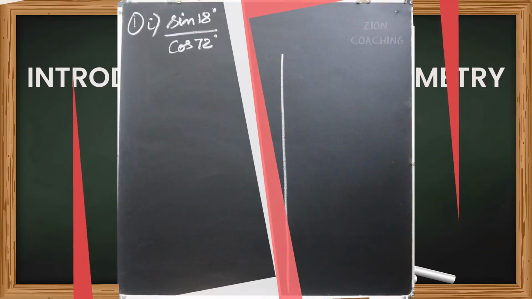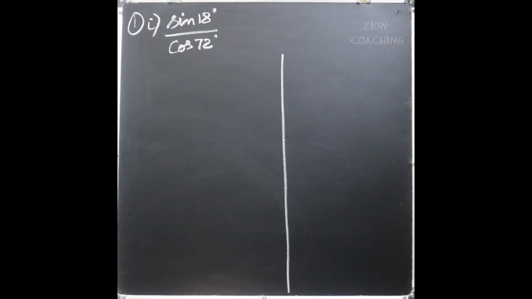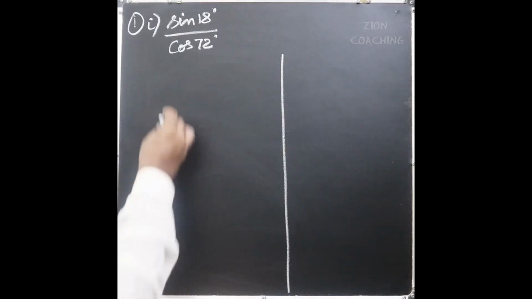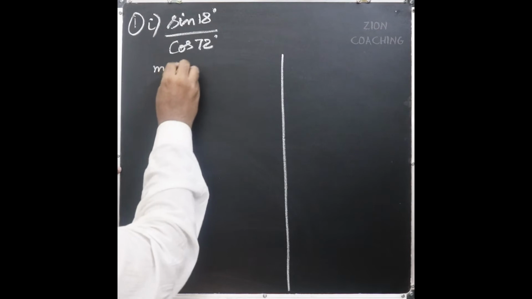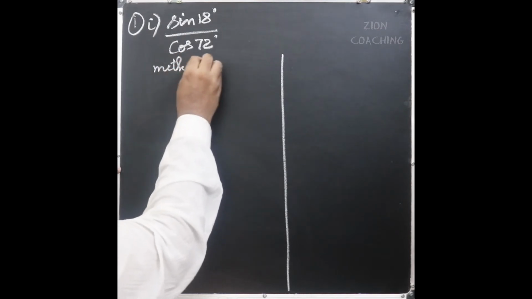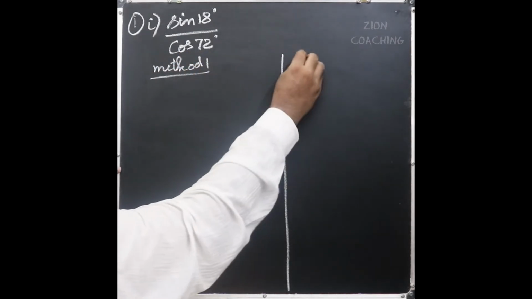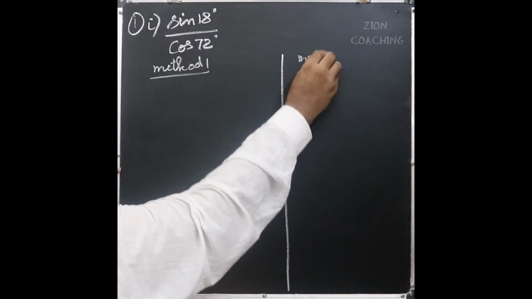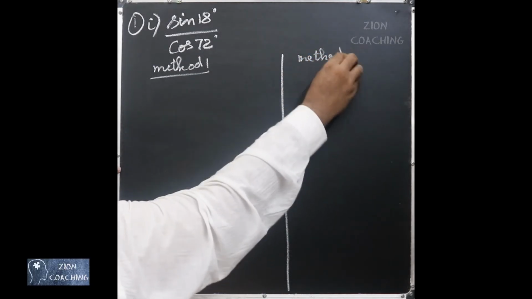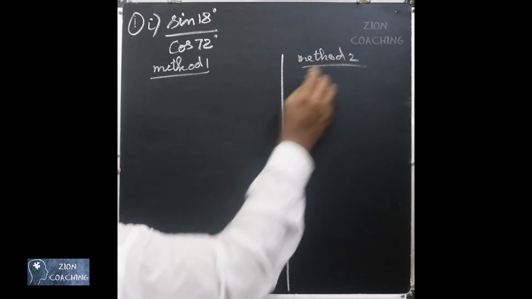Question number 1, first subdivision. Evaluate sine 18 degree by cos 72 degree. So this problem can be done in two methods. I will explain to you both the methods. This is method 1. We will also do method 2. Just a small change in the formula, that's all.